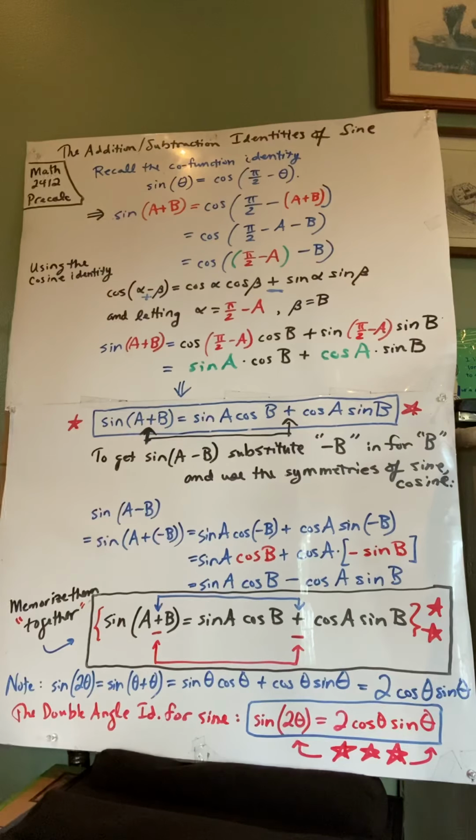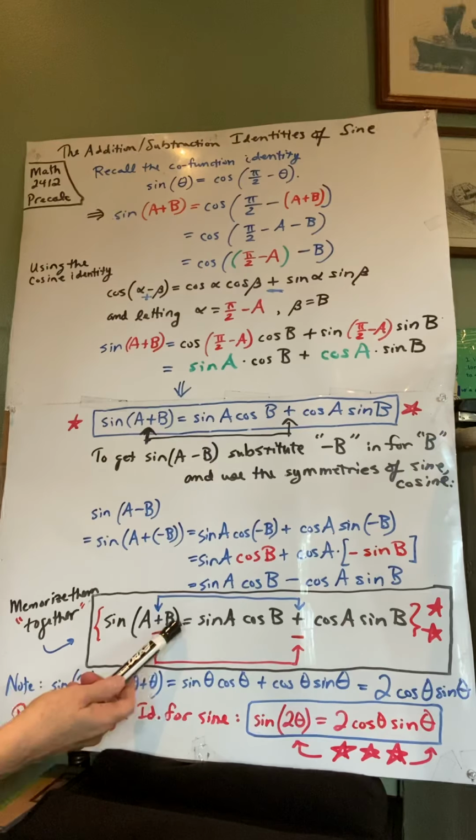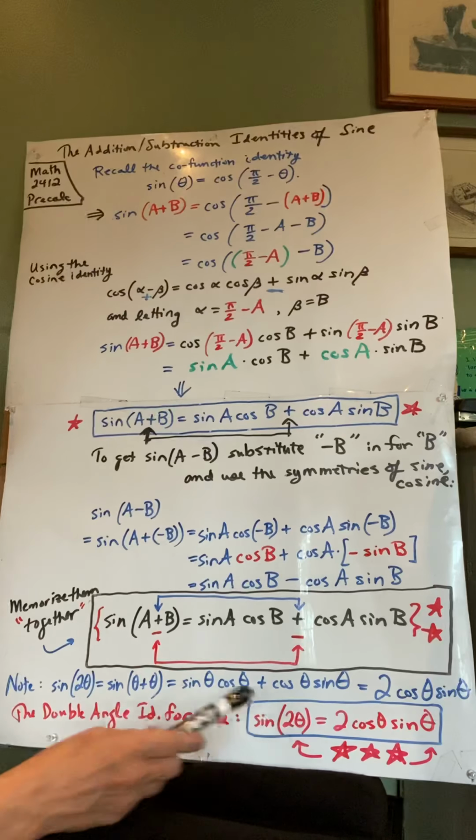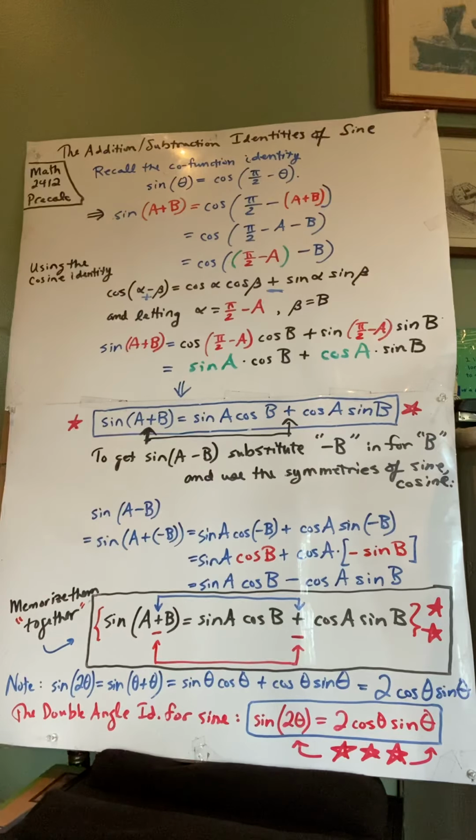So the main 3 identities here were the sine of the sum of 2 angles. How do we get it? By using the cosine of the difference of 2 angles with a cofunction identity. The sine of the difference of 2 angles is just a slight modification of that. From it, we get the sine of twice an angle.